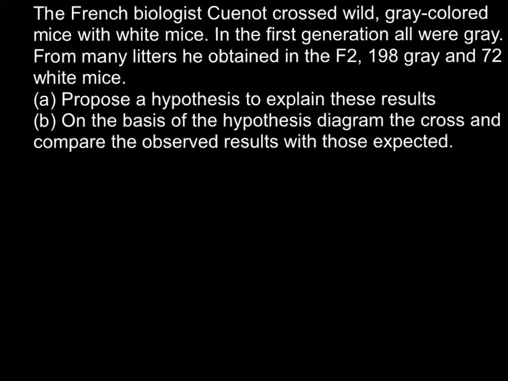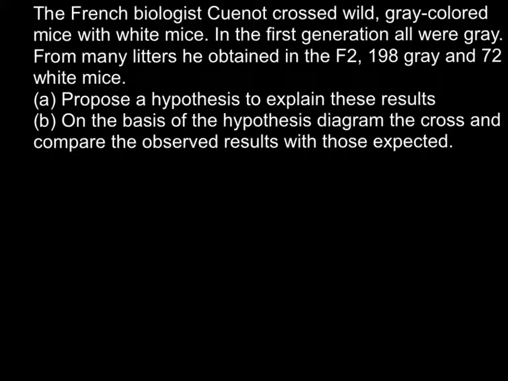And let's start with the phenotypes of what Cuénot started with. So he started with one line that was gray colored and another line that was white colored, and the first generation all were gray. So this gives us information that gray color is dominant over the white color, because the first generation all were gray. So there are two possible genotypes for the gray colored mice.